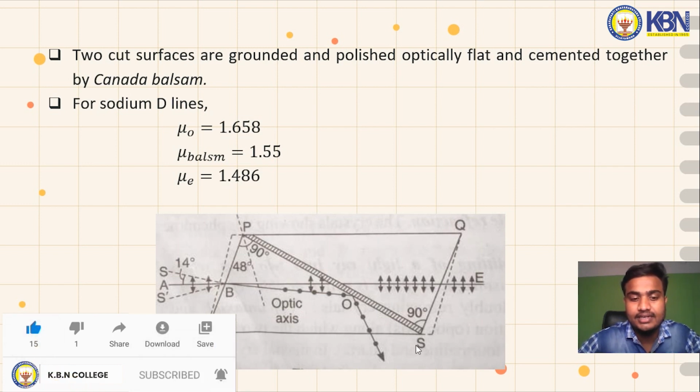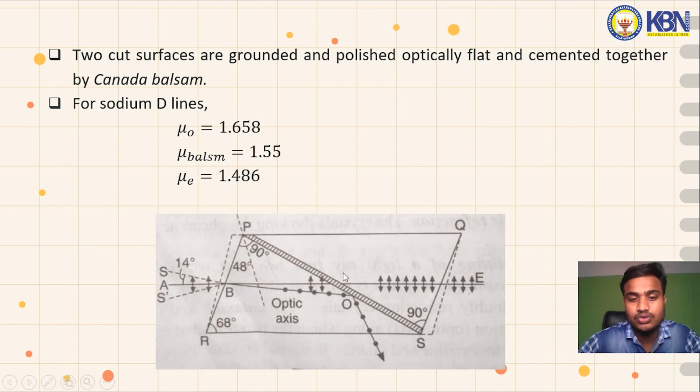Here PSR and PSQ are the two surfaces that are ground and polished optically flat and cemented together using a material called Canada balsam. Why is Canada balsam chosen? The refractive index of Canada balsam lies in between the refractive index of the ordinary ray and the refractive index of the extraordinary ray. This is the reason why we have taken the Canada balsam material.